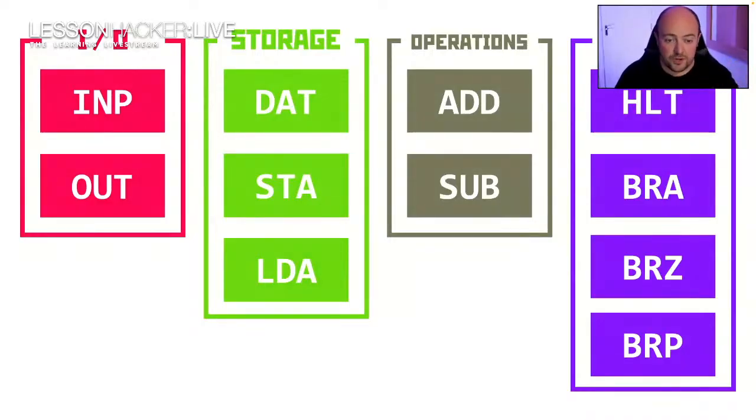You've got your input and output commands, which take values in and put them in the accumulator, and take values from the accumulator and stick them on the screen. You've got storage. Data is just, there's some data here. Store, STA, stores it in the memory, and load sticks it in the accumulator. Add and subtract, what might they do? What a surprise. And then control instructions. Halt stops, branch or jump will move you around. Branch on 0 means it'll only jump if it's on 0. Branch on positive means it'll only jump on positive.